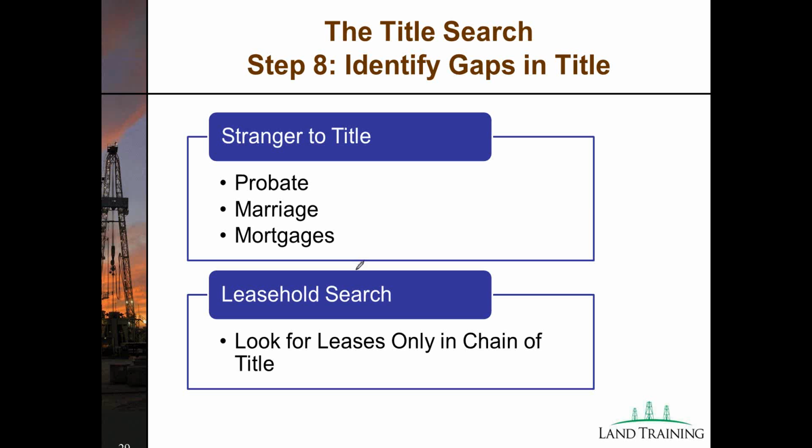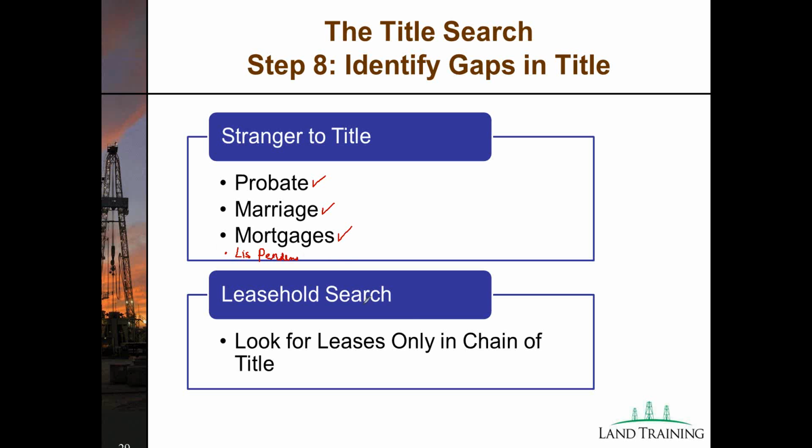But what happens sometimes is you'll see a gap in title. You'll be going along and everything makes sense. This person conveyed to this person who conveyed to this person. All of a sudden there's a stranger to title there. In that case, you're going to have to go and check the probate records or the marriage records or the mortgages. Sometimes you'll have to check what's called lis pendens records. That means any pending lawsuits. Records to find that stranger in title.